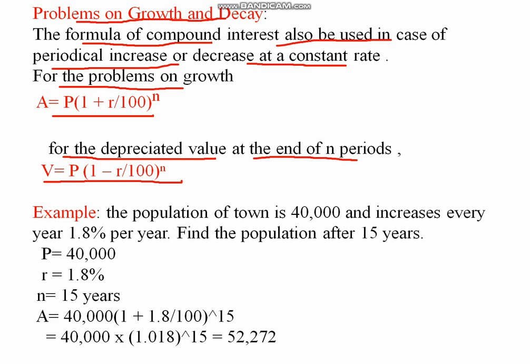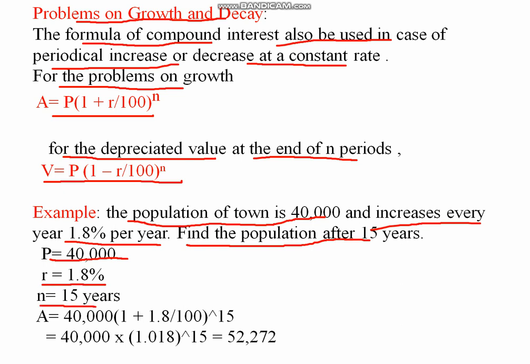So see the actual problem. The population of a town is 40,000 and increases every year by 1.8% per year. Find the population after 15 years. Population is increasing, so this is a problem on growth. P is given as 40,000, R is given as 1.8%, and N is equal to 15 years.